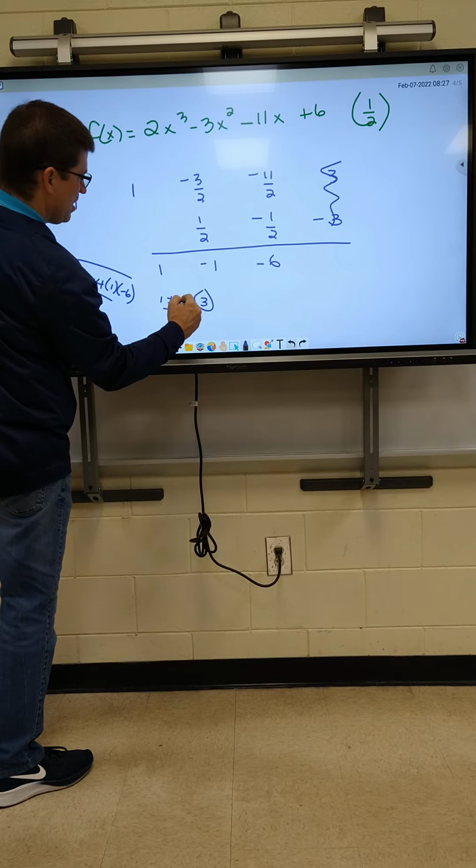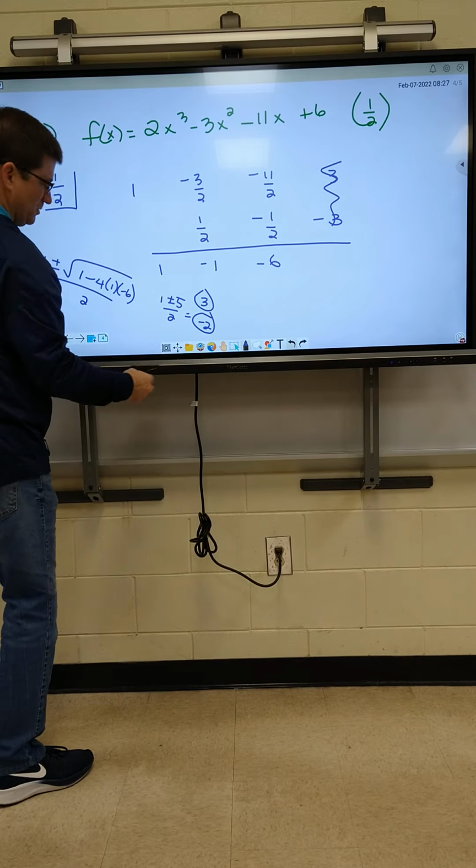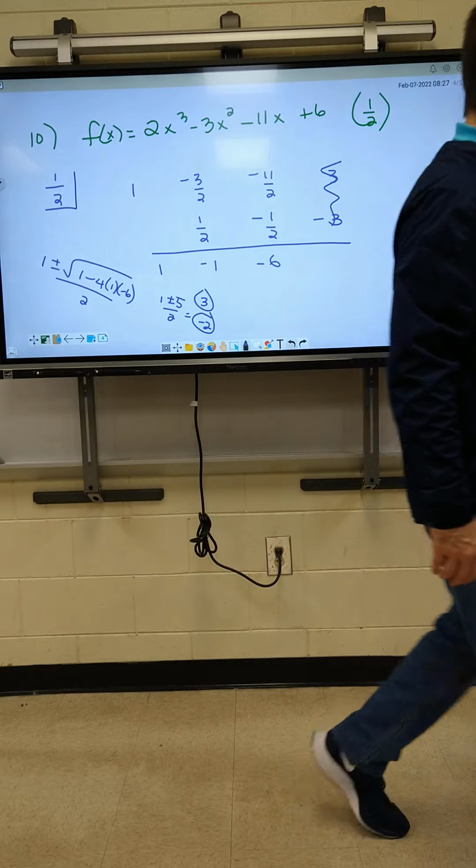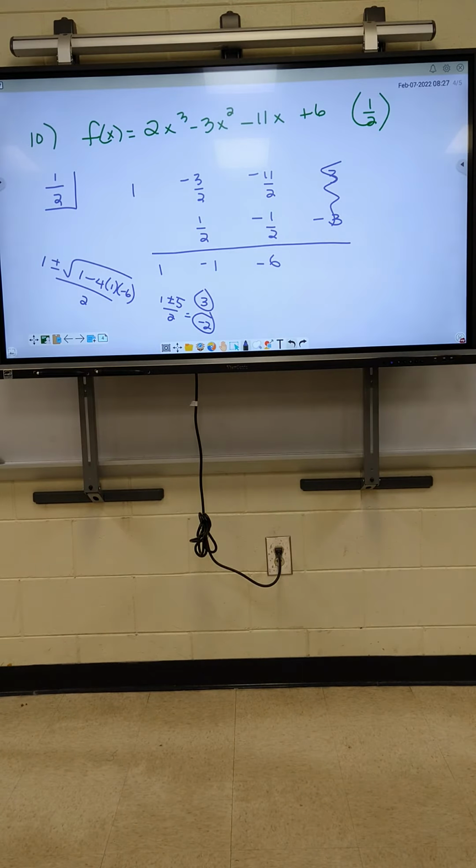I got 3, I got -2. All right, these are the answers I got on number 10. Let me look at my answer sheet wherever I put it. 3, -2.